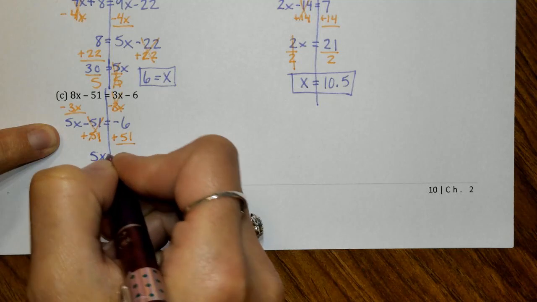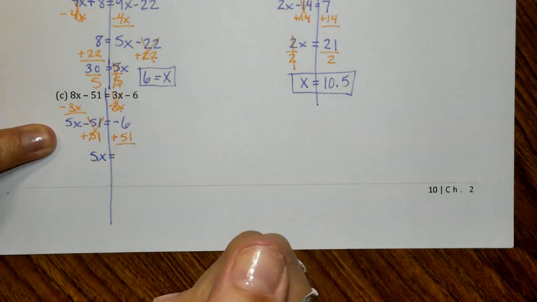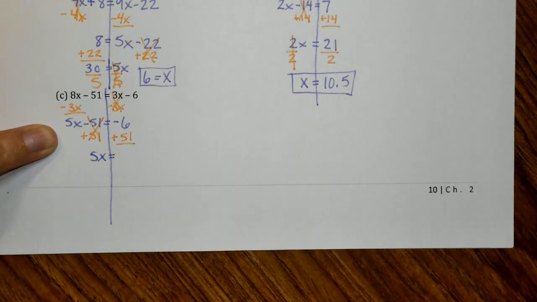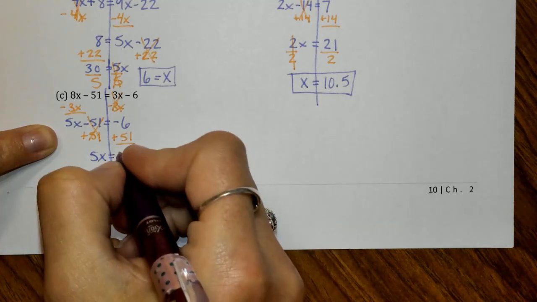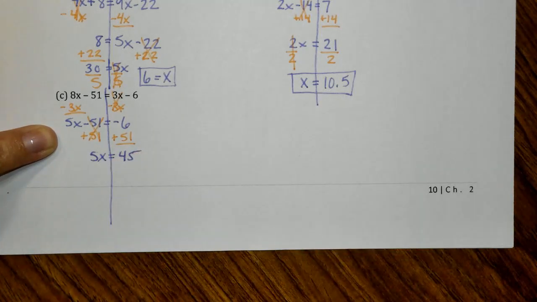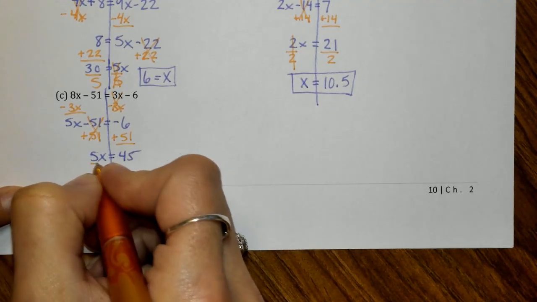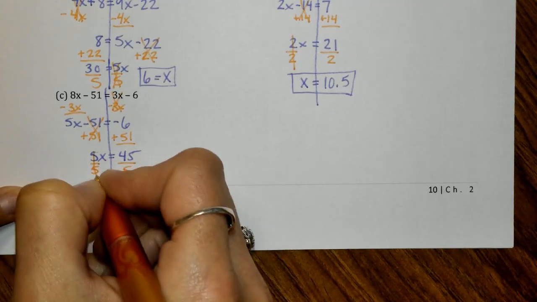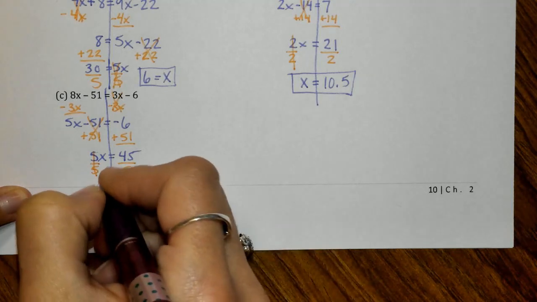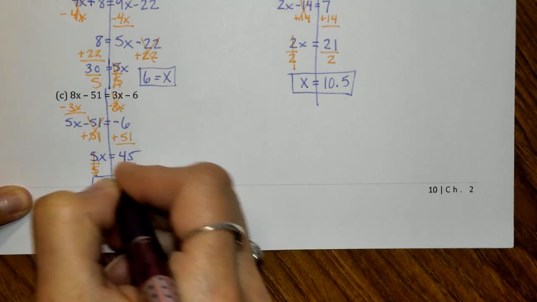Bring down 5x. We have negative 6. Again, careful, we got our negatives. Negative 6 plus 51. We get 45. All right. Divide both sides by that coefficient of 5. X will equal 9.